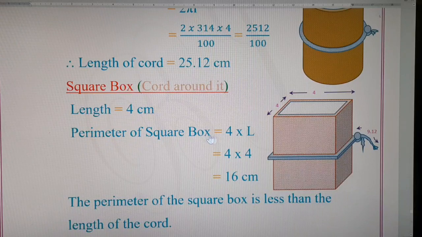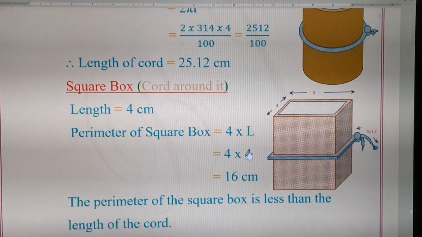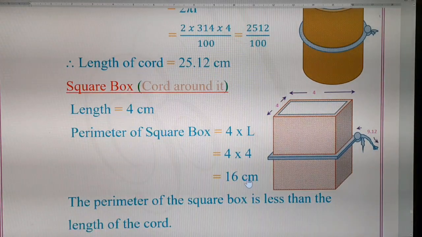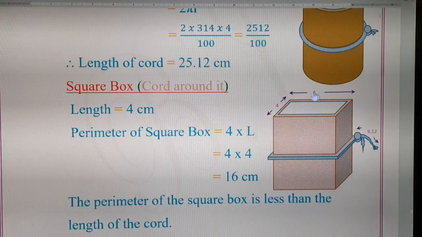Perimeter of the square box equal to 4 into L. So we will get the next step as 4 into 4, where we will substitute the value of L as 4, and our answer will be 4 into 4. The answer is 16. So the boundary length or the perimeter of this square box will be 16 centimeter.